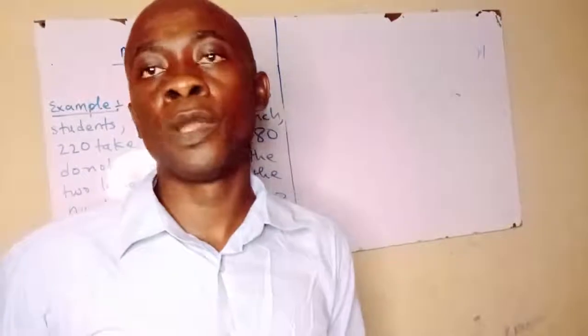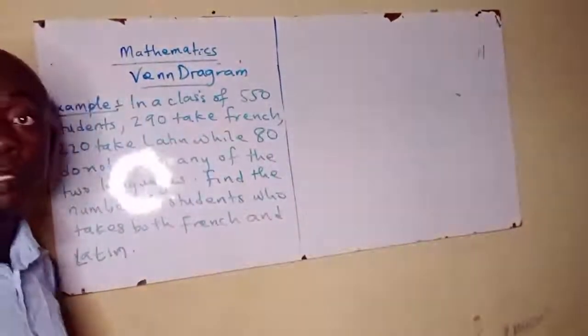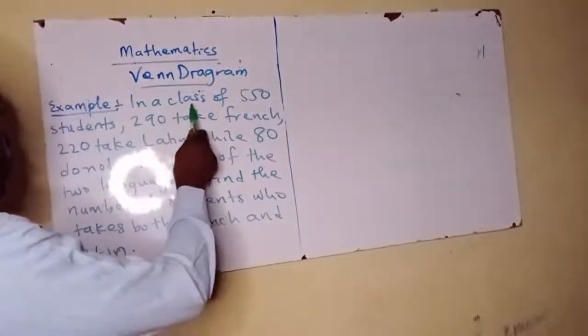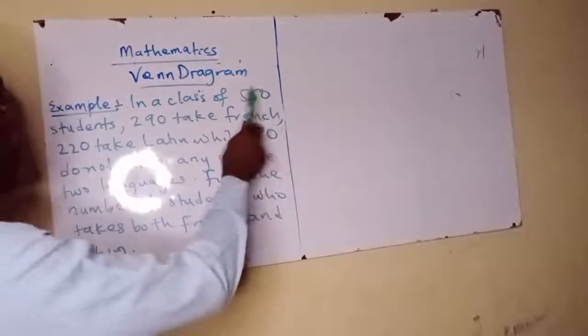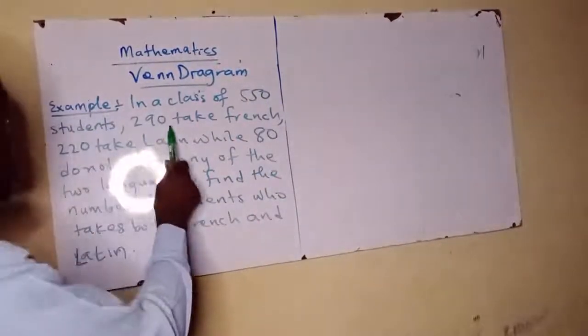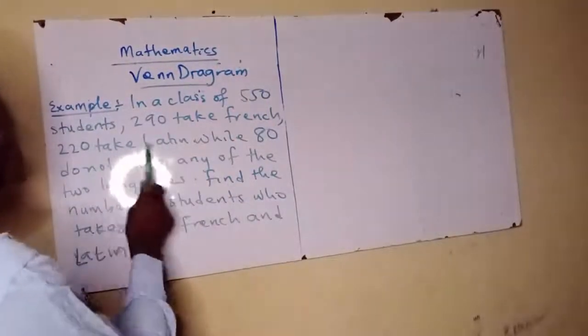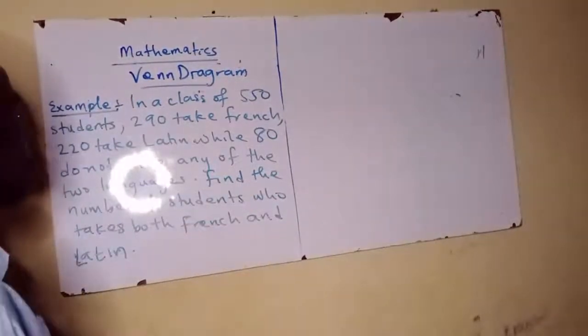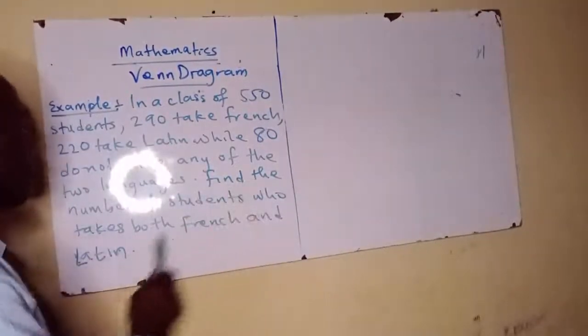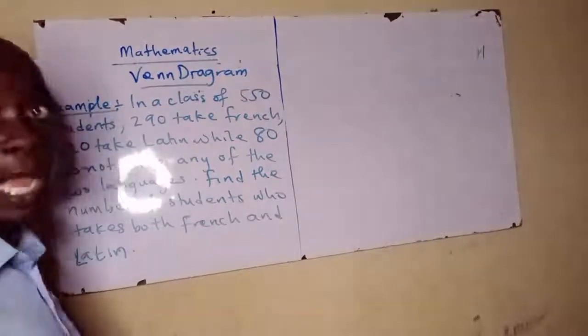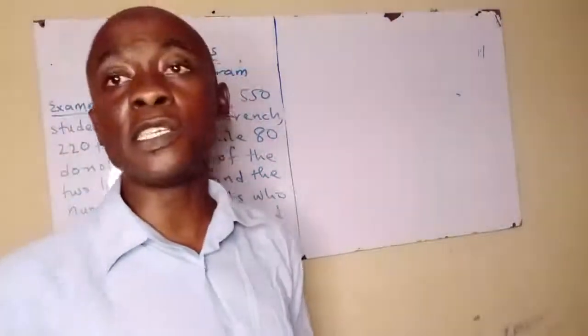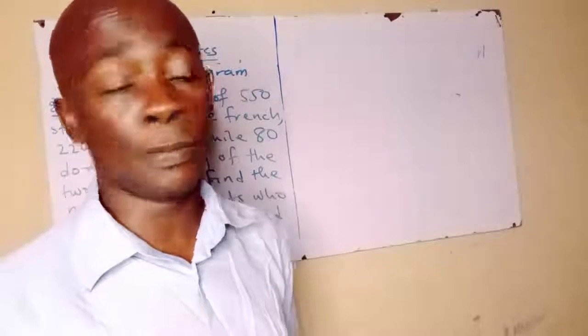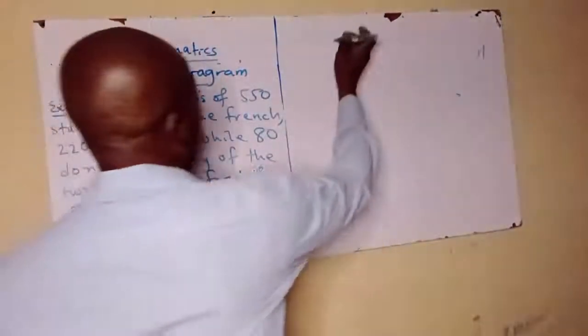Yes. Look at this question. They say that in a class of 550 students, 290 take French, 220 take Latin, while 80 do not take any of the two languages. Find the number of students who take both French and Latin. It is easy to analyze on a Venn diagram. Now let's see how we are going to go about it.